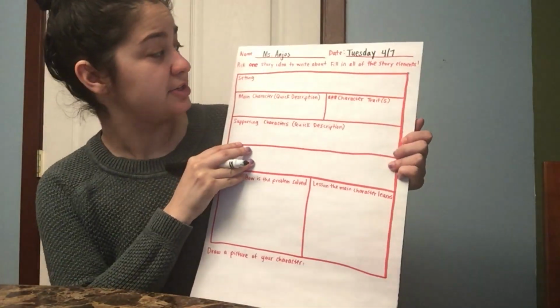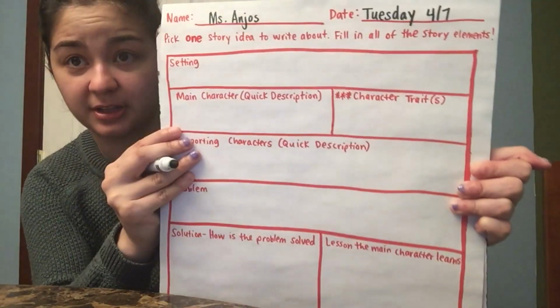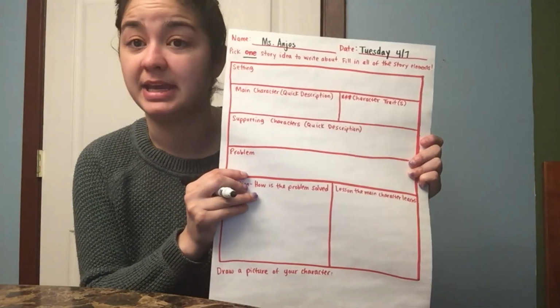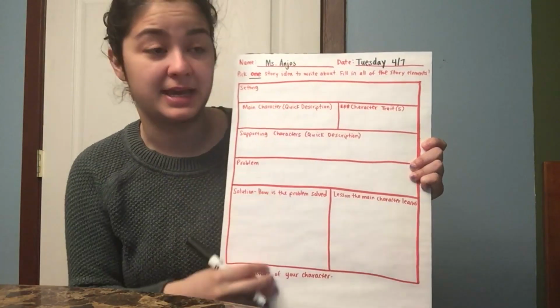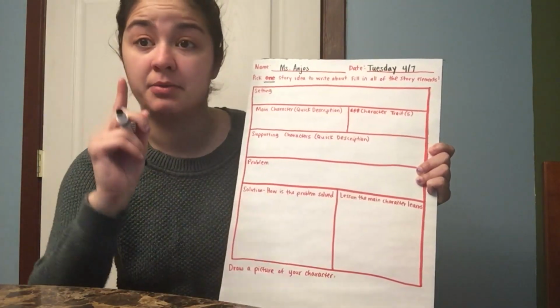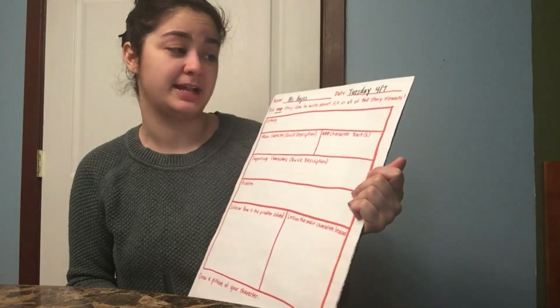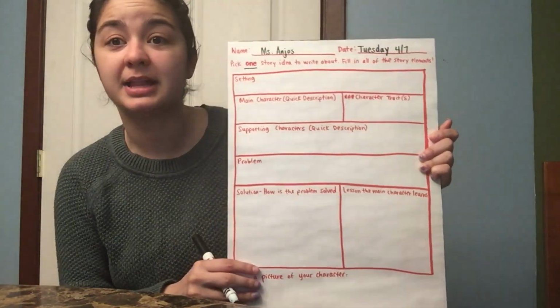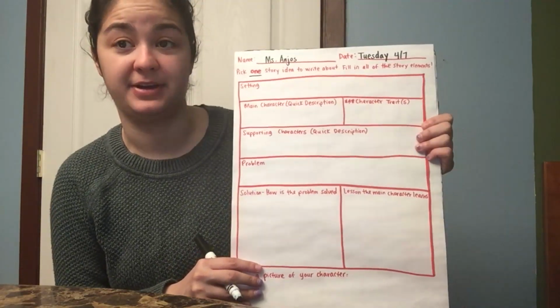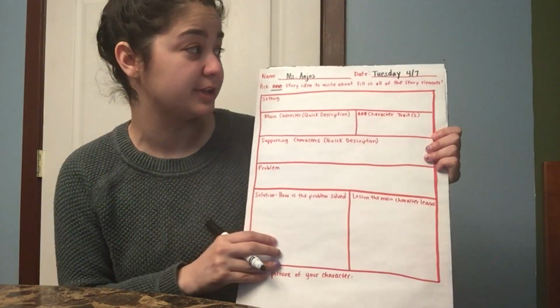Now let's read the directions. Pick one, and notice that this is in dark letters. One. You're only picking one of your story ideas. Yesterday, you made 3, but you're only picking one because you're making one book this week. Pick one story idea to write about. Fill in all of the story elements. Remember, the story elements are what make up fiction. We talked about those earlier.